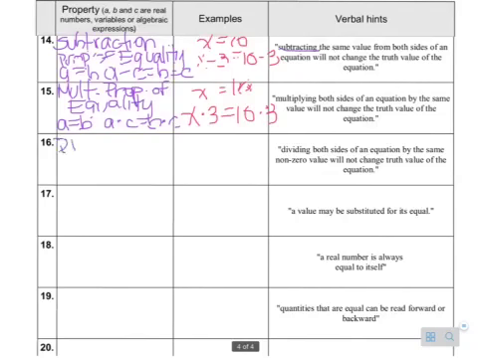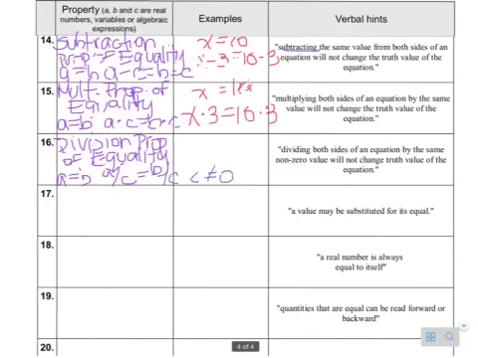Finally, we have the division property of equality. If A equals B, then A divided by C is equal to B divided by C, as long as C is not equal to 0, because again, you can never have 0 in the denominator. So let's use x equals 10 again. This means that x divided by 3 is still going to be equal to 10 divided by 3.